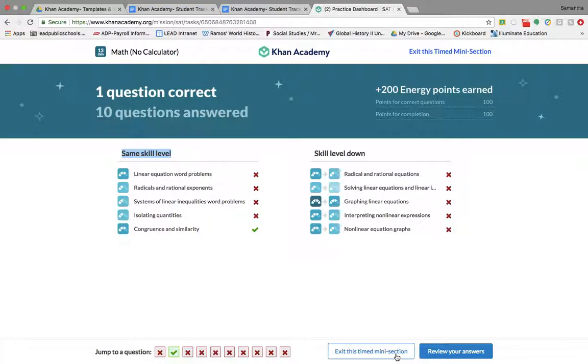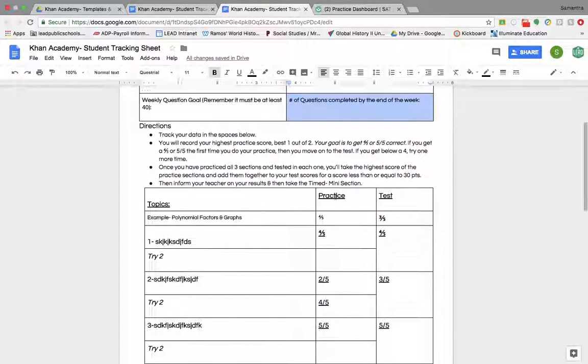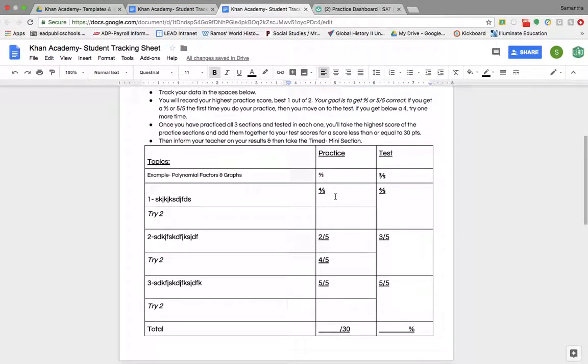Now, what you're going to notice is as soon as you hit exit, it's going to give you 3 new skills. You are not to work on those until the following week, so do not start those. But these are the 3 new skills you are working on based on what you got on the timed mini section, okay? So now you've finished the time mini section. You need to come here and you need to fill out your reflection.